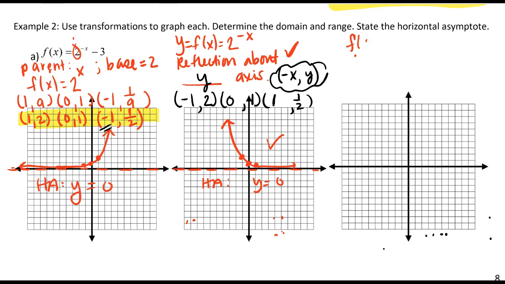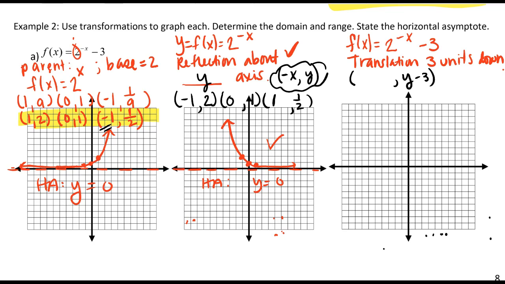Next, we are going to do f of x equals 2 to the negative x, which is already done, minus 3. We're going to state this as a translation, 3 units down. What that means in terms of a formula is that my y will change by 3 units. The x will stay exactly the same as before. So before we have negative x, I'm just going to copy negative x over. So all the x's are exactly the same as before: negative 1, 0, and 1.